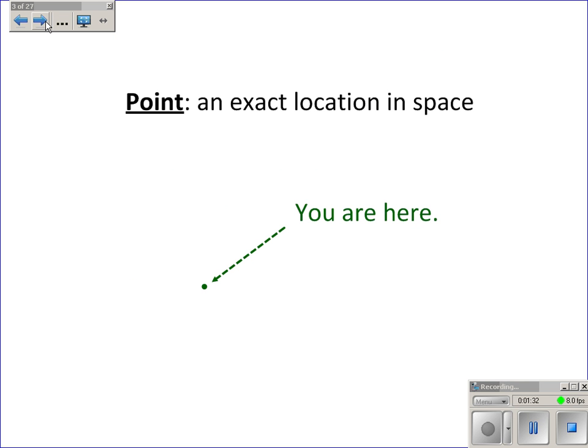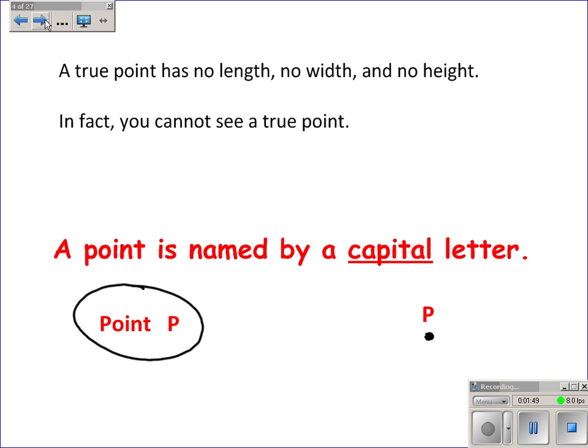Okay, a point is an exact location in space. I would think of it as like the very corner of a room or the corner of a book. It's an exact location. Specifically, a point has no length, no width, and no height, and so you can't actually even see a true point. You can identify a location, but it's so small that you can't actually even see it.